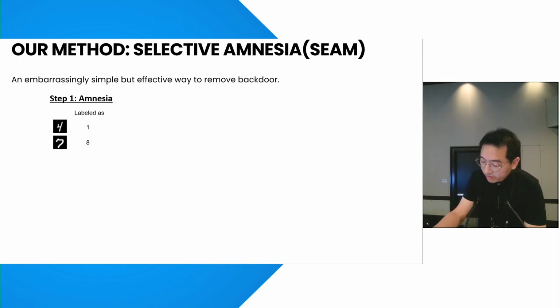For instance, if we are using the MNIST dataset, and we have an image of digit 4, which is the top image in the slide, we want to randomly relabel it to an incorrect label. So for example, here we could relabel it as 1. Similarly, an image of digit 7, which is the bottom image, would be randomly relabeled as 8.